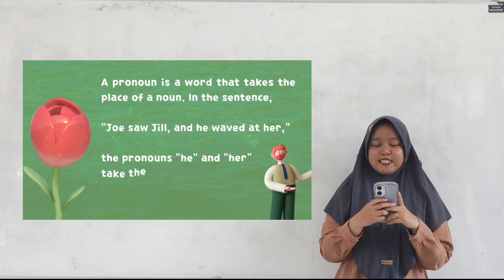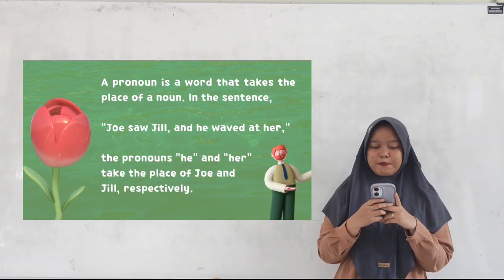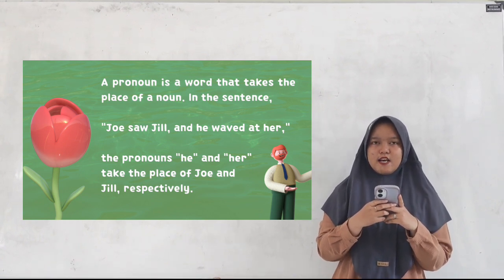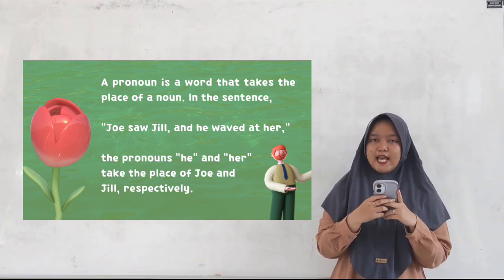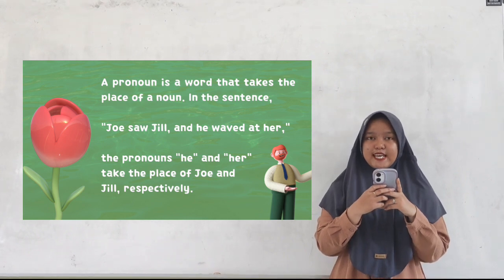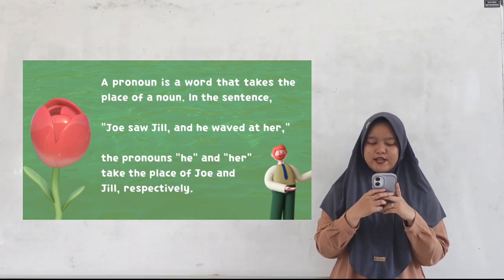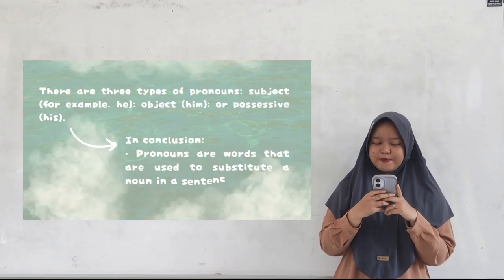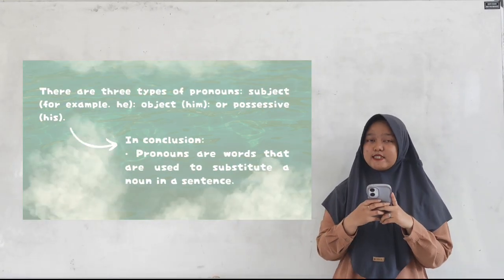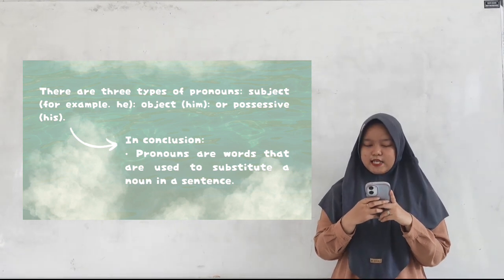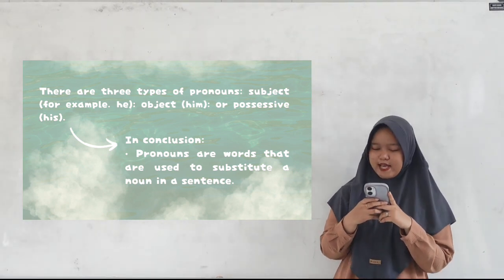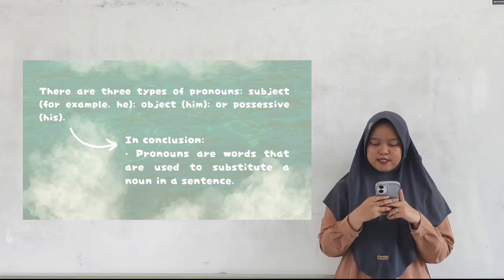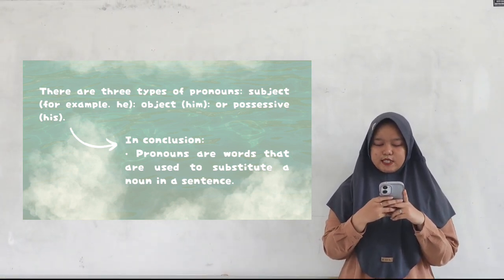Next, we will move to the definition. A pronoun is a word that takes the place of a noun in a sentence. For example, Joe saw Jill and he waved at her. The pronouns he and her take the place of Joe and Jill, respectively. There are three types of pronouns. First, subject, for example, he, and object, for example, him, and possessive, his. In conclusion, pronouns are words that are used to substitute a noun in a sentence.